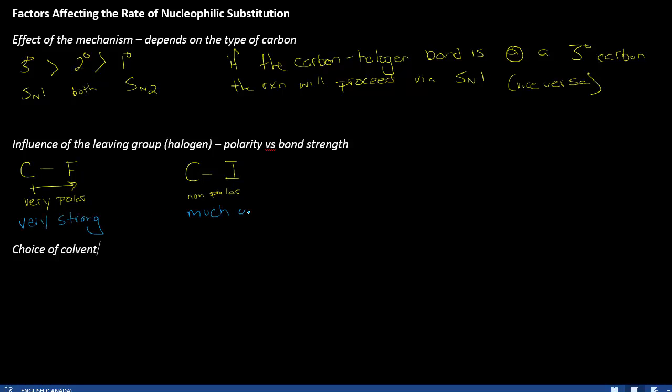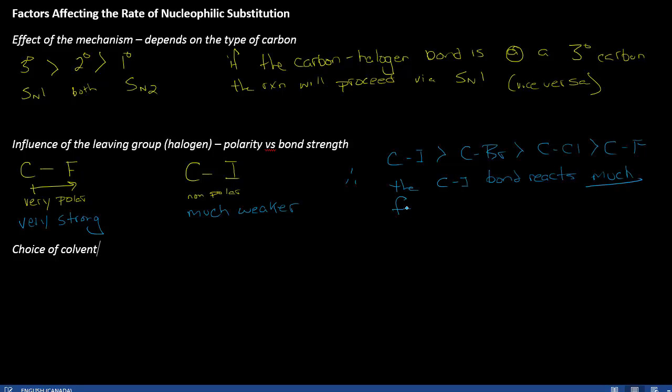The next thing up is the influence of the leaving group. We can look at two things when we compare halogens. We'll compare the two extremes of halogens, fluorine to iodine. The carbon-fluorine bond is very polar, while the carbon-iodine bond is pretty much nonpolar. The difference, though, is that the carbon-fluorine bond is very strong, while carbon-iodine is much weaker. Through experiment, we can show that the carbon-iodine bond reacts much faster than a carbon-fluorine bond. So we would say that it's the bond strength argument that dominates.